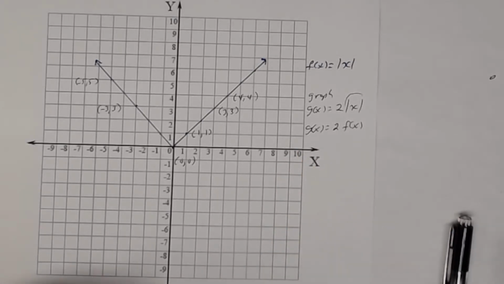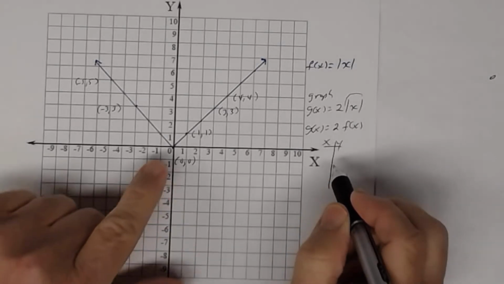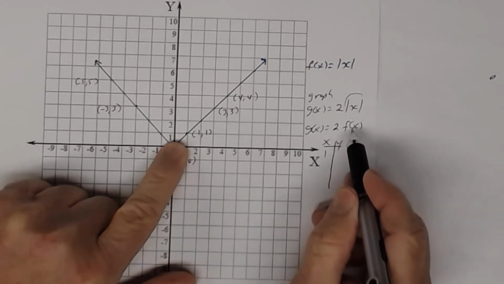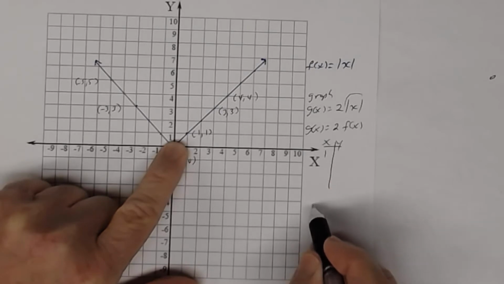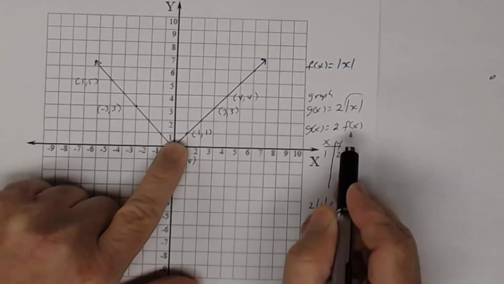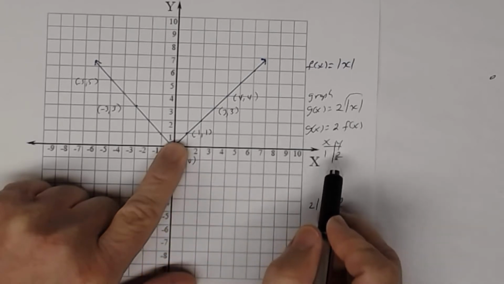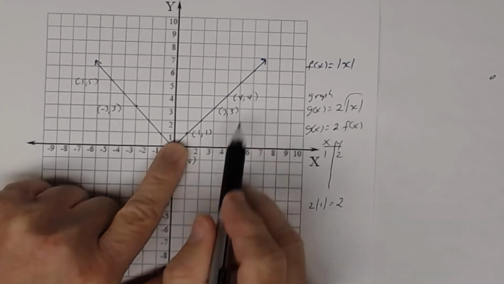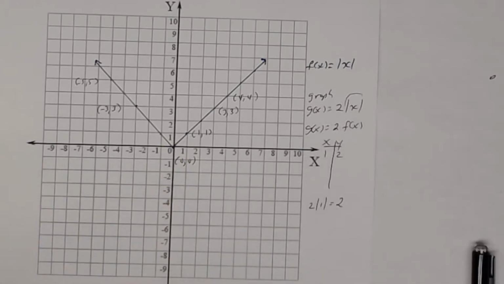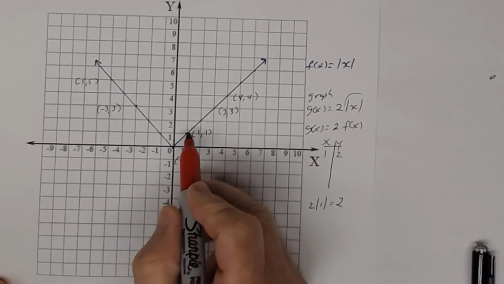I want you to notice that this makes sense, because if I use a t-table as well, you will see this. When x is 1, 2 times the absolute value of 1 is 2, right? So I'm taking that y value, which is 1, multiplying by 2, and I get 2. I could either use these y values here, or I could use a t-table. But the point being that when I multiply this y value by 2, I get the new point 1, 2 right here.